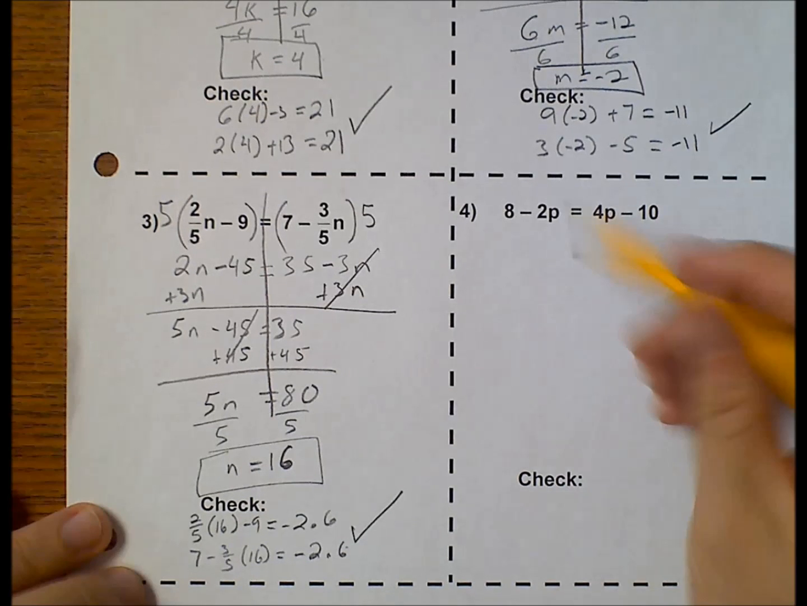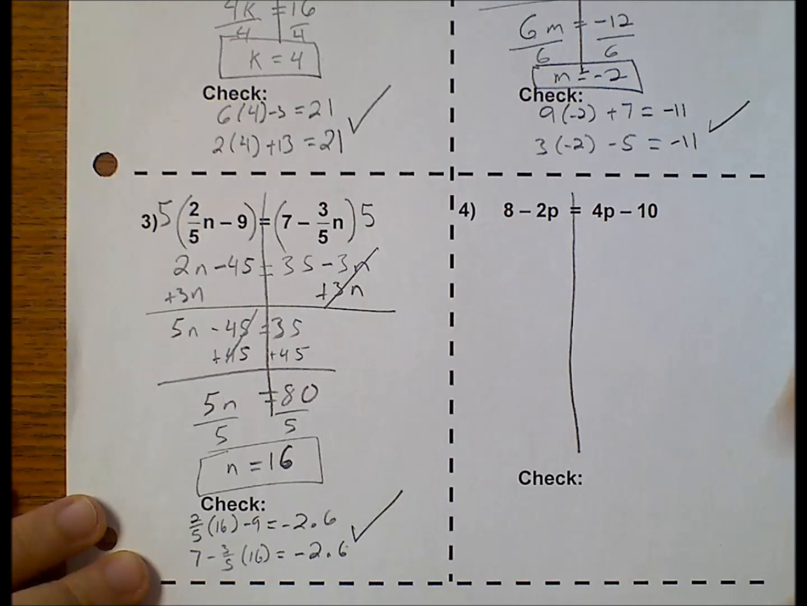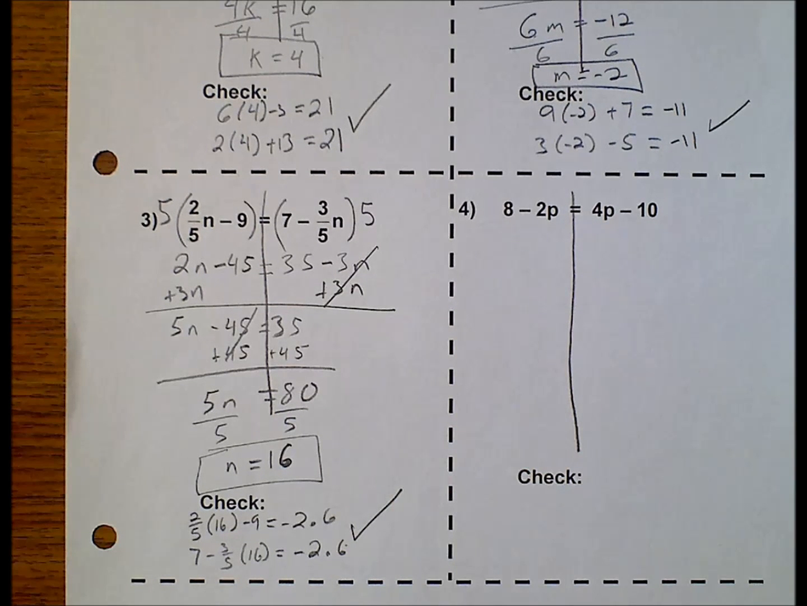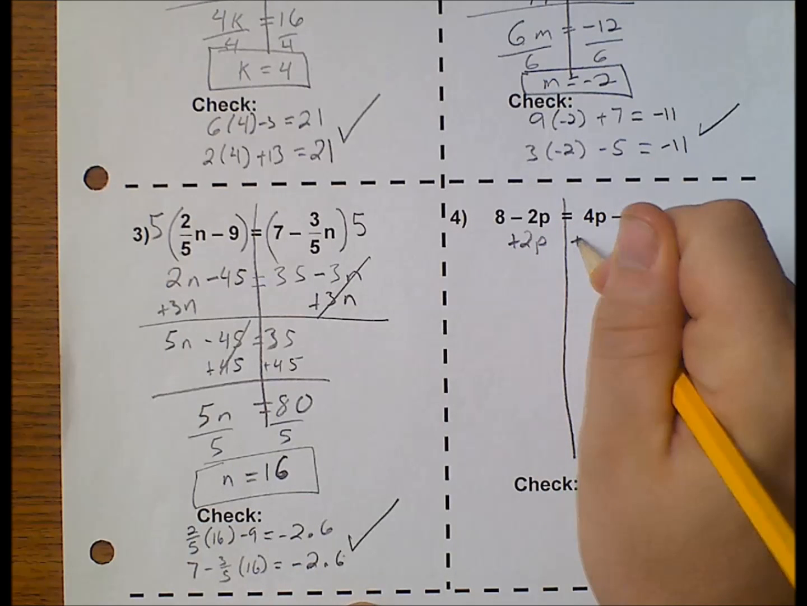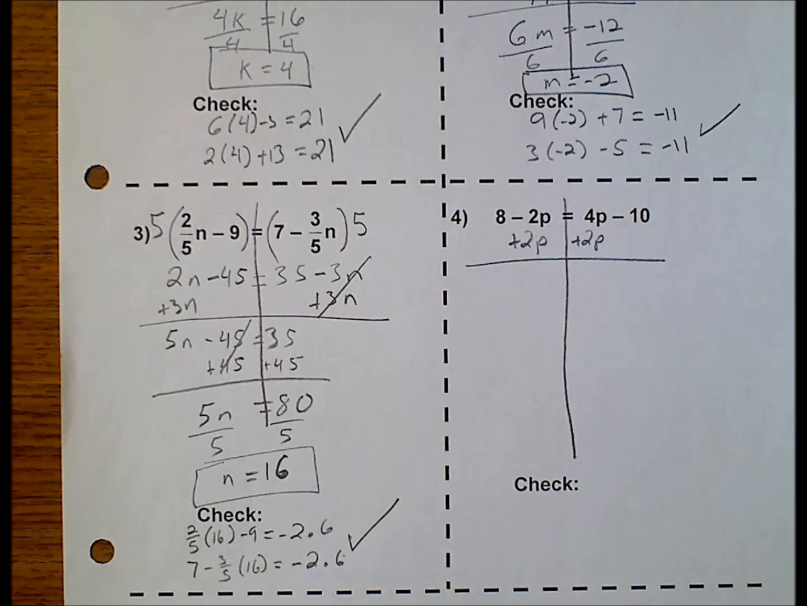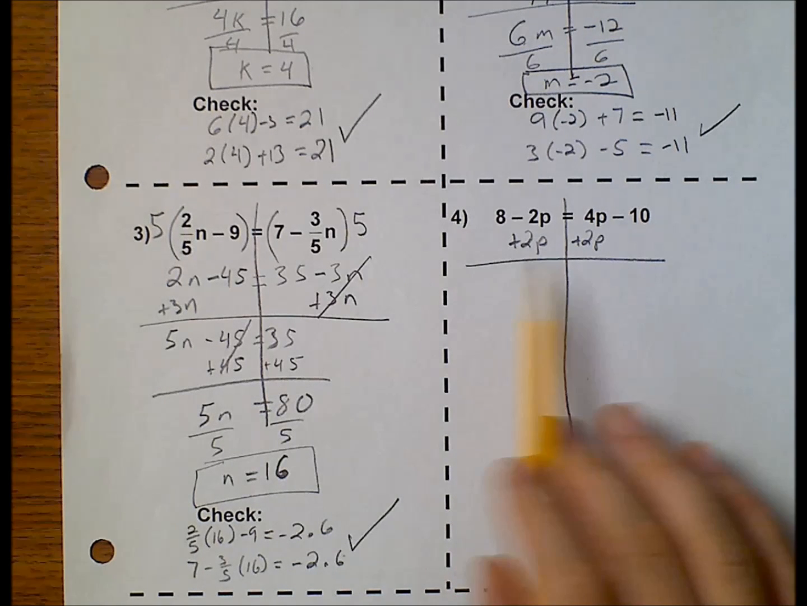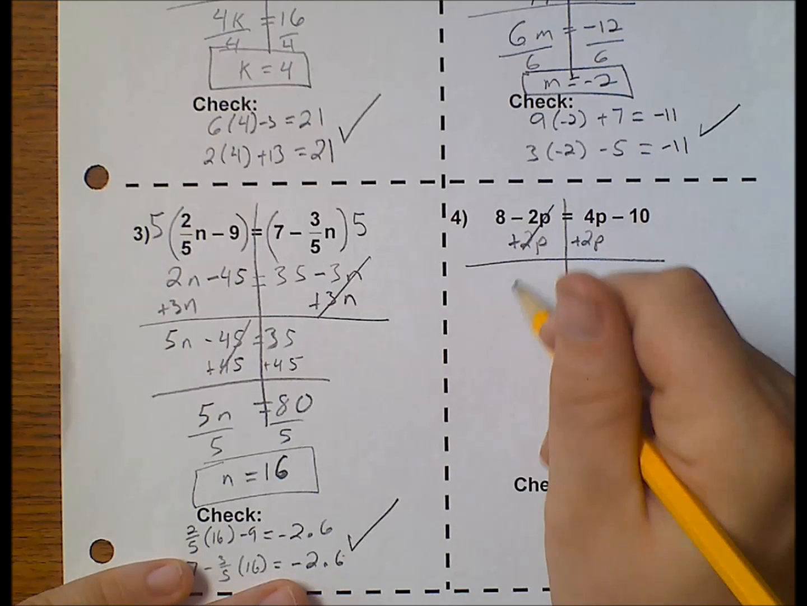Moving on to example number 4. Again, these are already simple for me. I don't need to worry about that. So I'm going to go ahead and move everything to one side. Before, I've always been taking the one on the right and moving it left. Well, this time I'm going to choose to move the one on the left and make it go right. Again, this is purely preference. However, it will give me a positive p, because this leaves me with 8.